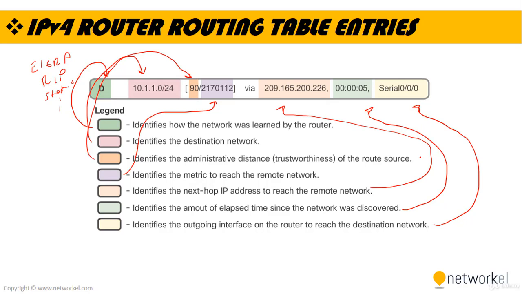As a summary, to reach the 10.1.1.0 network, I'm using EIGRP with an administrative distance of 90, and this is my metric, and I'm reaching this network via this IP address, and this is the outgoing interface of the router to reach the destination, and this is the amount of elapsed time since the network was discovered.